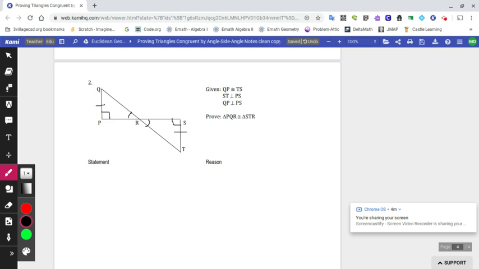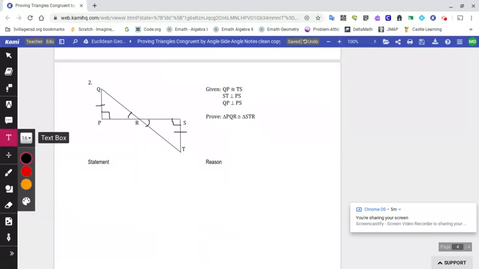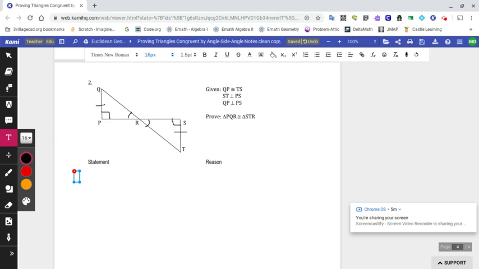Now, by virtue of what I've marked in the diagram, I can see that this is going to be angle, angle, side, because the side is not between the two angles. So this is going to be an angle, angle, side proof. All right, so away we go. 1: QP congruent to TS. That's given.